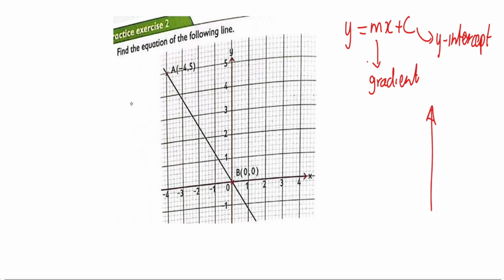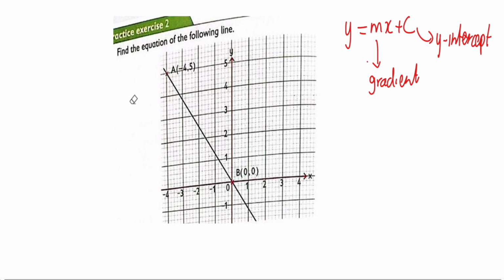So let's take an example. We have an axis like this. If a line passes through the y-axis, the point through which it passes is what we refer to as the y-intercept. So that is the y-intercept. It's very easy to know the equation if you have the y-intercept with you.